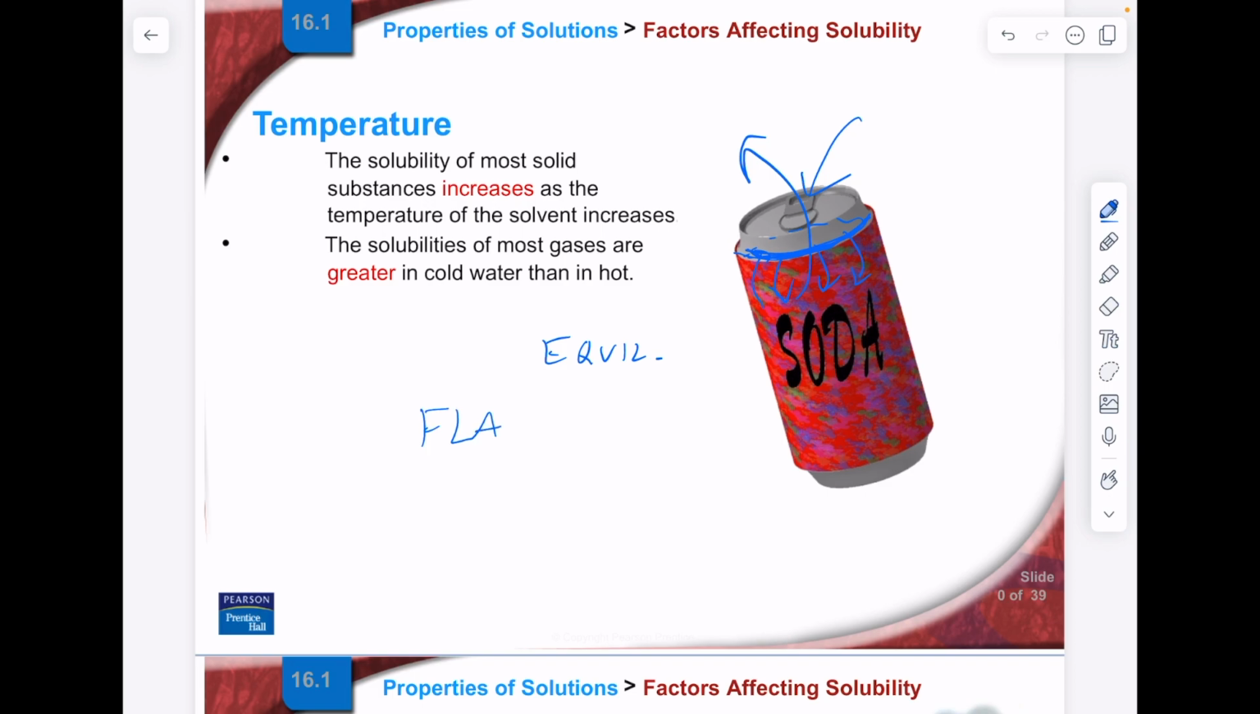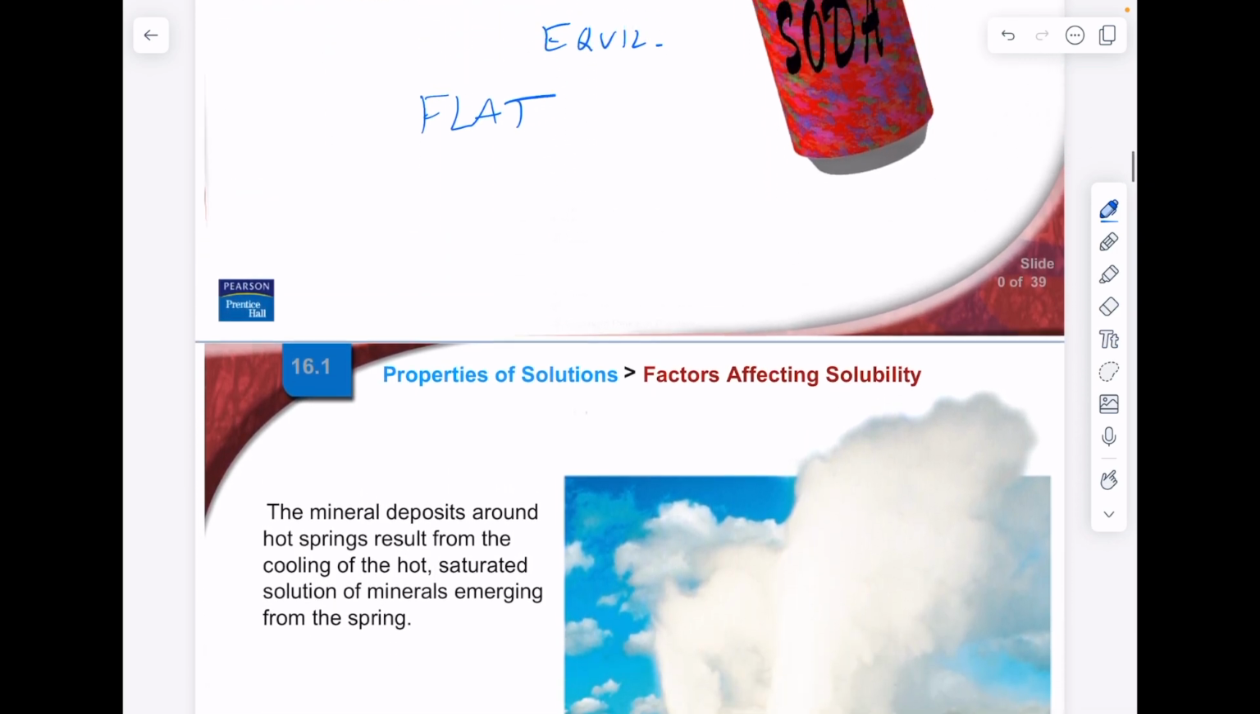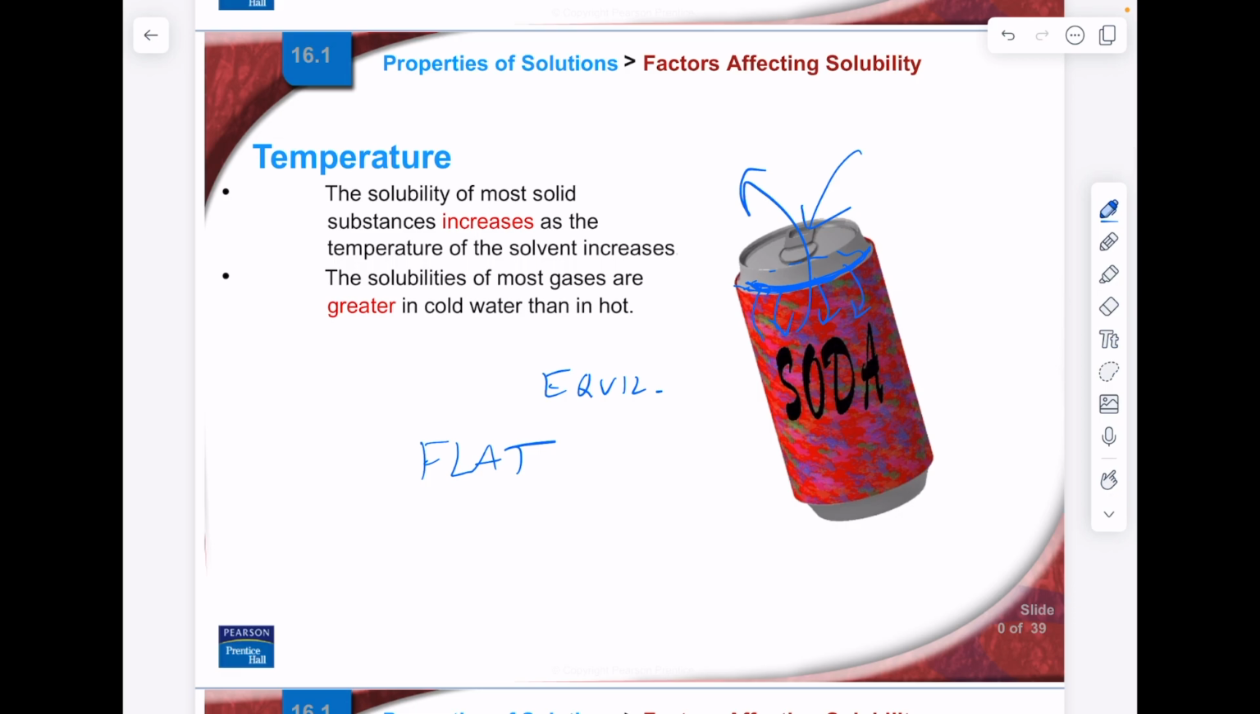And you all know the name for a soda in which the gas has escaped. You say that the soda is flat, because the gas has escaped and there's very little gas left trapped in the soda. We should also mention that if you have one can of soda that's very cold, and you pop the lid, not only are the gases going to escape, but the temperature is going to go up.